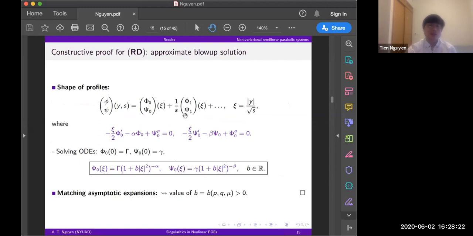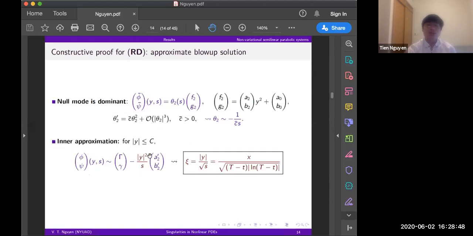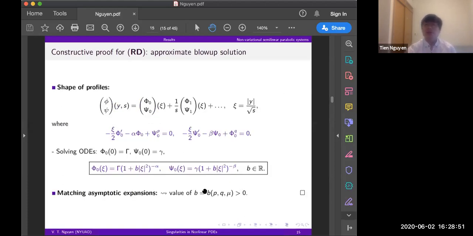So we can find the profile satisfying this expansion. At the leading order, the capital V0 and C0 satisfy this ODE system, and this ODE system can be solved explicitly with the initial data given by this one. Here the profile depends on one free parameter B. To compute B, we need to match with the inner solution we just computed, and then we can compute precisely the constant B. So here we are finished: how we compute a good approximate solution, given by capital V0 and capital C0. And now we move to the second part.